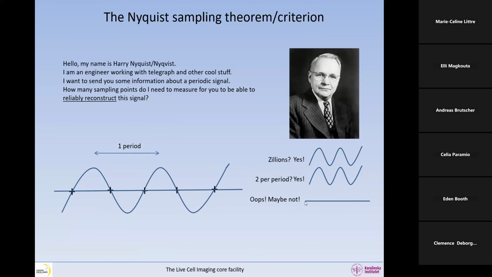So what Nyquist said, the Nyquist sampling criterion, is very simple. We need more than 2 sampling points per period to sufficiently and fully describe the curve. So that is the Nyquist sampling criterion. Anything has to be sampled more than twice to be reconstructed properly.